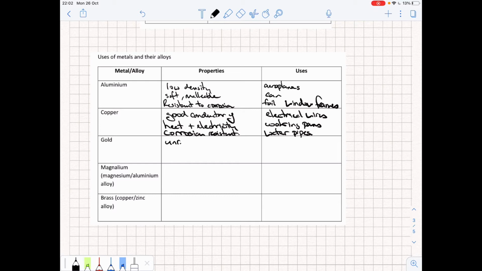Gold is a very unreactive metal, which is why it's such an expensive and sought after material. It's also malleable, and it just looks good. It's shiny, it's got a nice appearance to it. So our uses all linked to those key features.